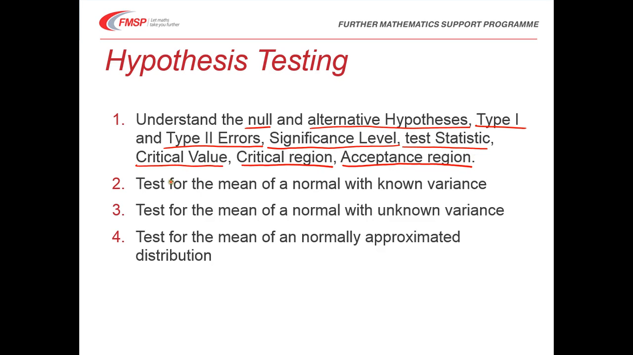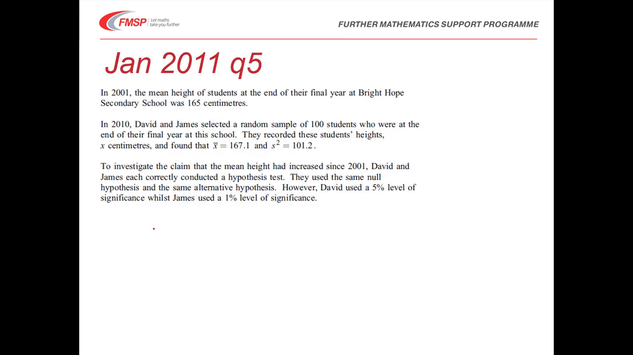We need to do effectively two types of tests. We need to test for the mean where we know the variance, and the mean where we don't know the variance. We can also be expected to approximate two normal distributions and test as well. So, January 2011, question 5.